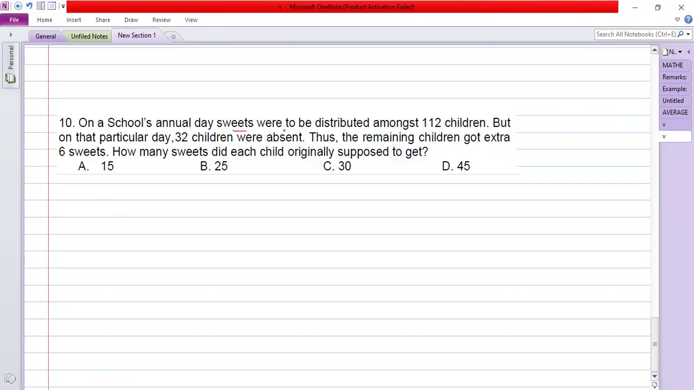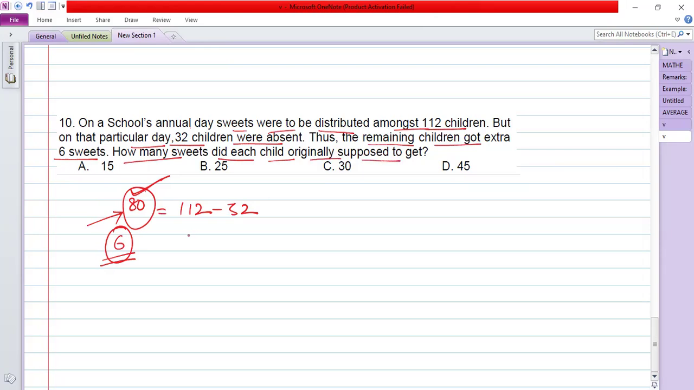On a school's annual day, sweets were to be distributed among these many children, but on that particular day, 32 children were absent. Due to this, the remaining children got six sweets extra. Means the remaining 80 students, because a total of 112 students were there and 32 were absent. So how many are remaining? 80. All of these 80 students got 6 sweets extra. So how many sweets was each child originally supposed to get?